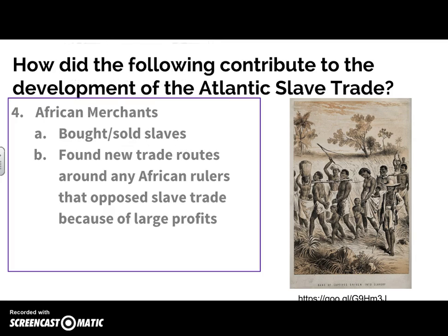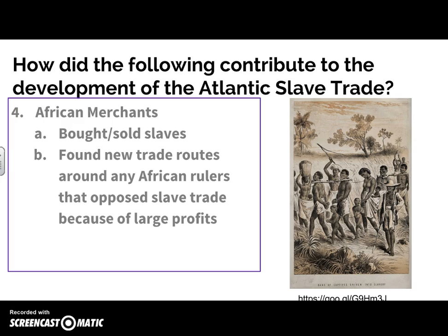And at times there were African rulers that opposed the slave trade. But because the profits were so high, because the demand was there, because the Europeans were bringing gold and guns and other goods, these African merchants would find other trade routes around African rulers that may oppose the slave trade.